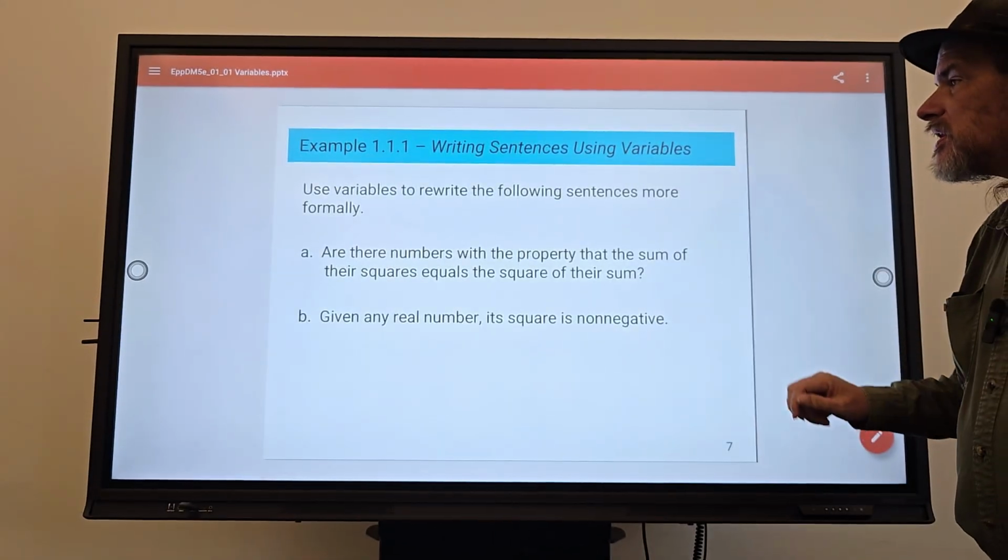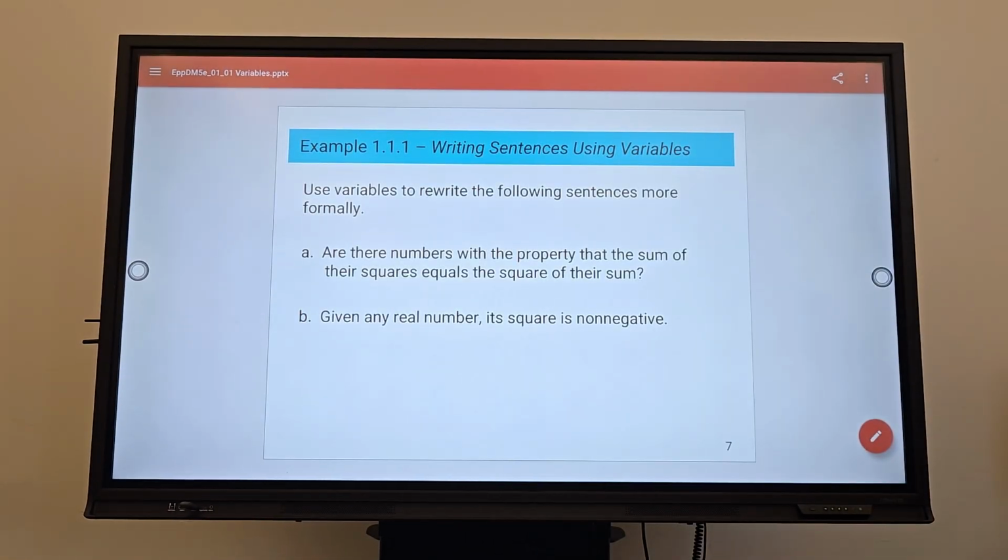Use variables to rewrite the following sentences more formally. Are there any numbers with the property that the sum of their squares equals the square of their sum? So how would that be? Are there numbers a and b with the property that a squared plus b squared equals the sum, a plus b quantity squared, that the two values are equal?